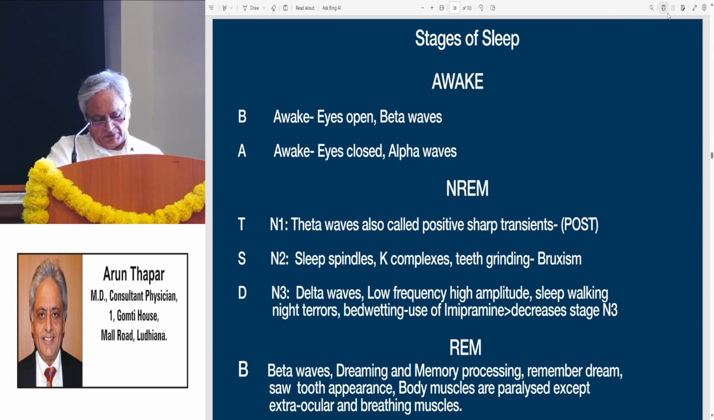You remember the dream if you get woken. Now all your body muscles are paralyzed except the extraocular muscles and the breathing muscles. And that's the only reason why you have the rapid eye movement, because of the extraocular muscles.